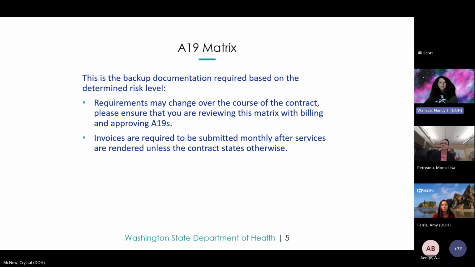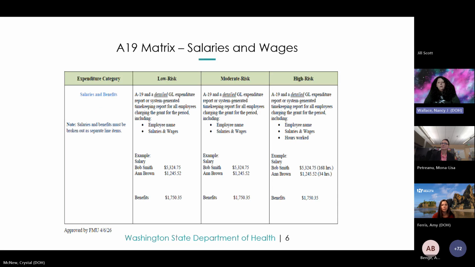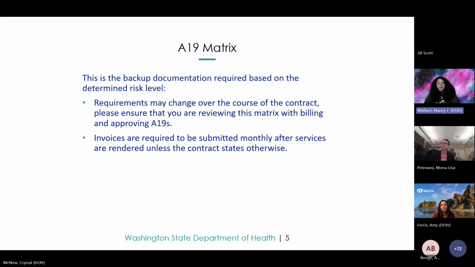Programs can ask for additional backup documentation regardless of the risk level. Backup documentation on the matrix is required for all subrecipient contracts, including LHJs, and FMU will notify each subrecipient of the backup requirements for each contract.